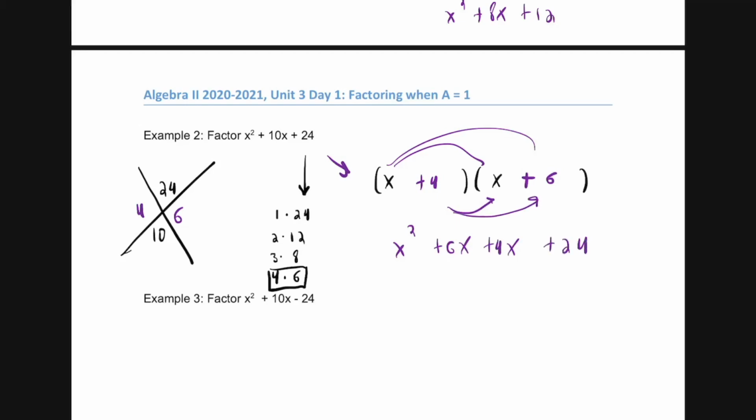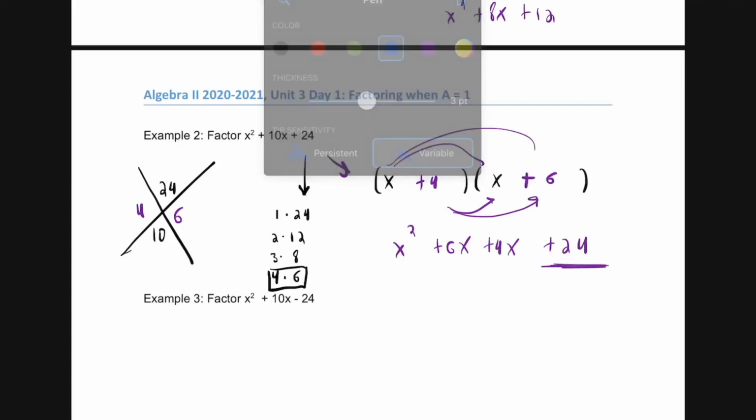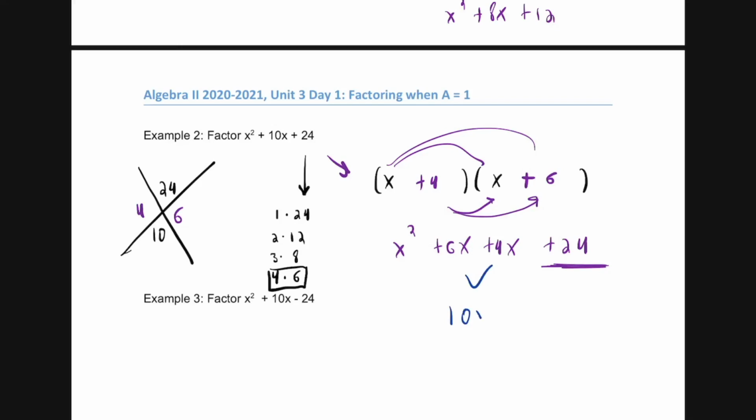See how the numbers multiply? That's why they needed to multiply to make 24. And then they combine in the middle to make 10x. That's why I was looking for two numbers that add to make 10 and multiply to make 24.